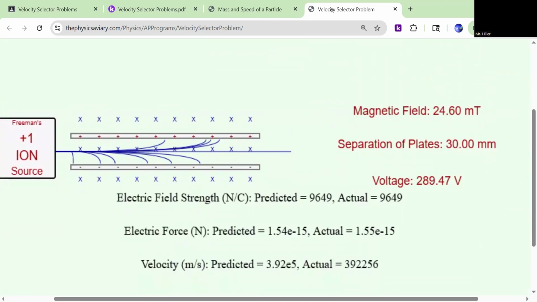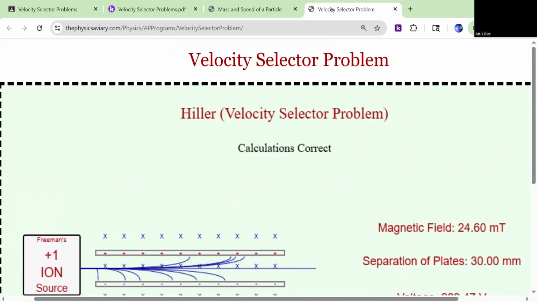So hopefully you were able to get your question number two right as well for the velocity selector problem. In the event you had any questions, do try the question again, obviously. But if you do have any questions, please put question marks next to this work and then come and see me in between classes so that I can help get that sorted out for you.